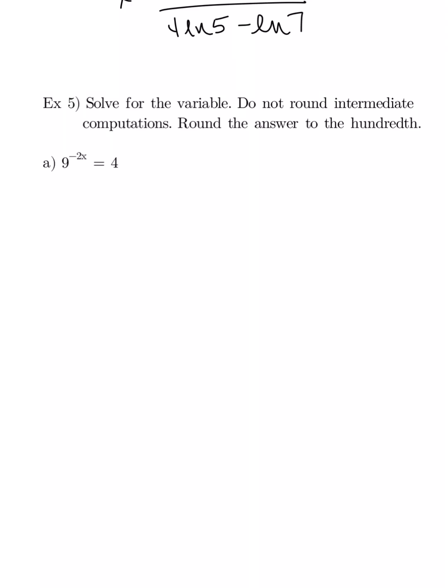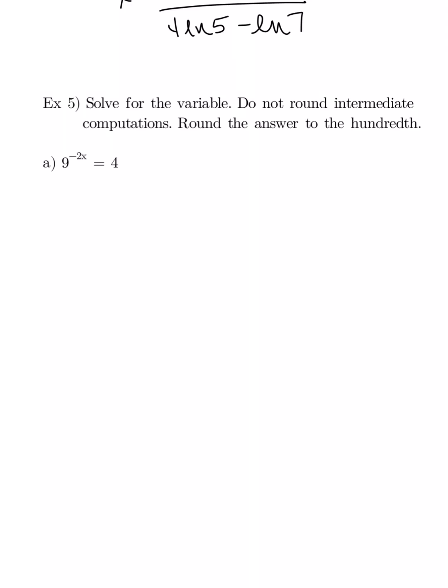On these problems, we are still solving for our variable, but we will be getting numerical answers this time, so we will be using our calculators. When the instructions say do not round intermediate computations, that means once you have a logarithm in your problem, don't put it in your calculator until the very end. We are going to round our answers to the hundredth, so that means to 2 decimal places.